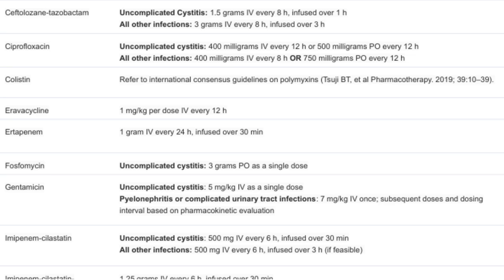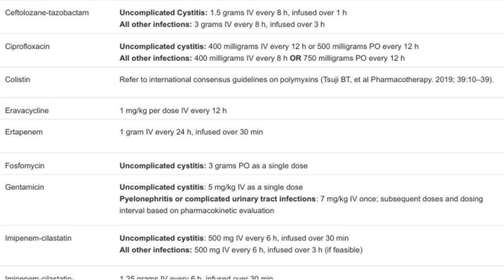Ertapenem is administered as 1 gram IV once daily, infused over 30 minutes. It's convenient for outpatient therapy due to its once-daily dosing. Fosfomycin is unique in this list because, for uncomplicated cystitis, a single dose of 3 grams PO is usually sufficient, making it a convenient option for uncomplicated cases.